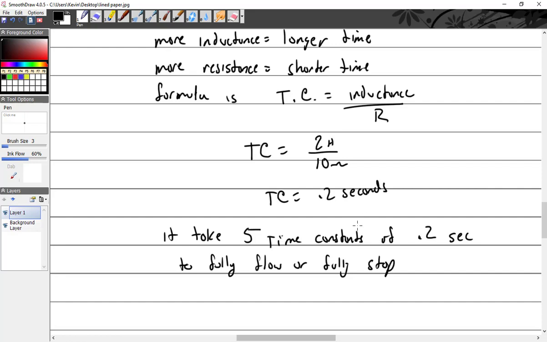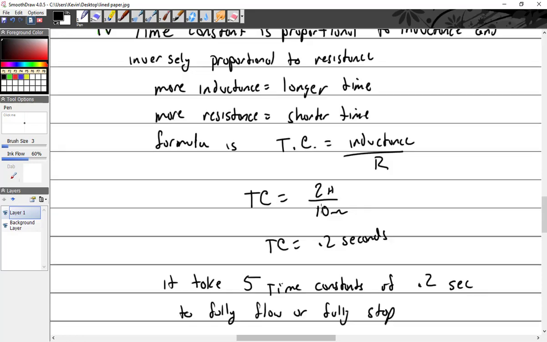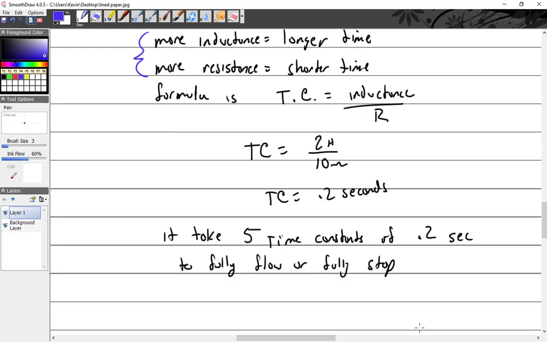As the henries goes up, what happens? Time gets longer. We can go back up here. I'm asking these questions right here. As the inductance goes up, it takes longer, and as resistance goes up, it gets shorter.